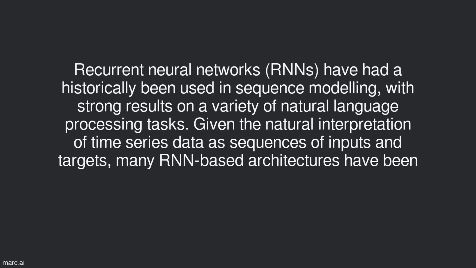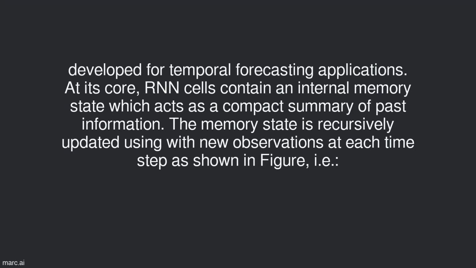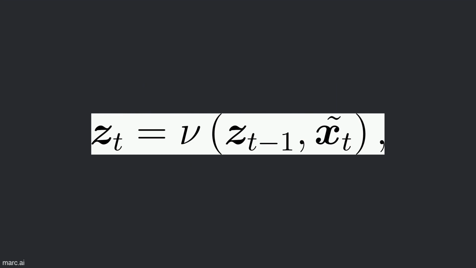Recurrent neural networks. Recurrent neural networks (RNNs) have historically been used in sequence modeling, with strong results on a variety of natural language processing tasks. Given the natural interpretation of time series data as sequences of inputs and targets, many RNN-based architectures have been developed for temporal forecasting applications. At its core, RNN cells contain an internal memory state which acts as a compact summary of past information. The memory state is recursively updated with new observations at each time step, as shown in the figure, i.e. z_t = ν(z_{t-1}, x_t), where z_t is the hidden internal state of the RNN, x_t = [y_t, s_t] are the combined inputs into the RNN at each step, and ν(·) is the learnt memory update function.